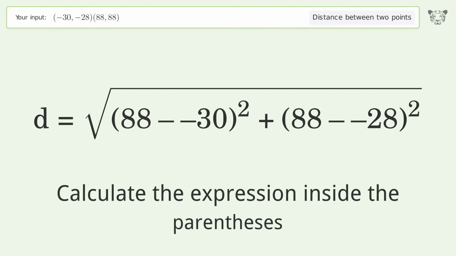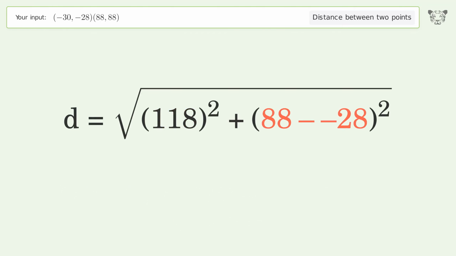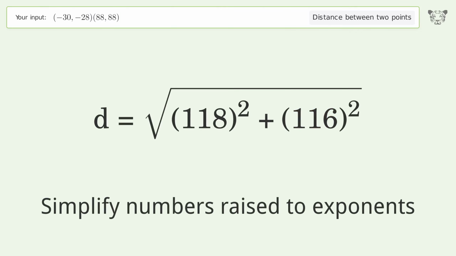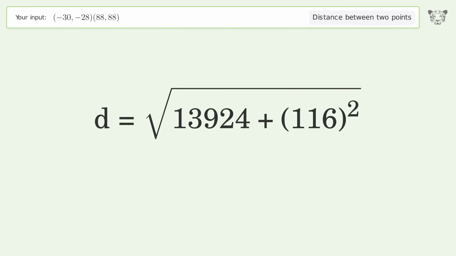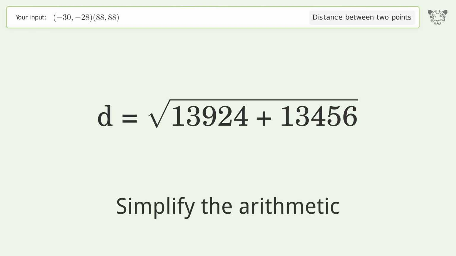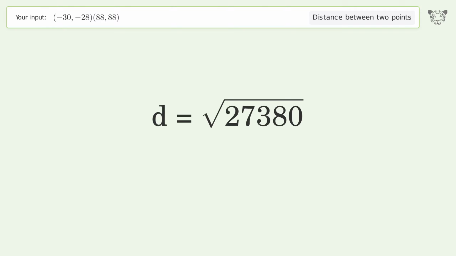Calculate the expression inside the parentheses. Simplify numbers raised to exponents. Simplify the arithmetic. And so the distance between the 2 points is the square root of 27,380, or 165.469.